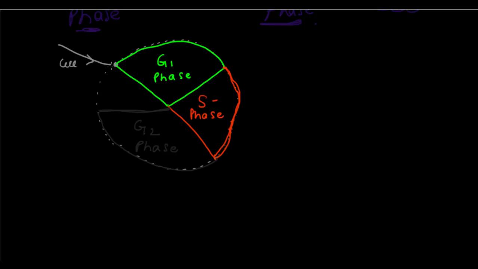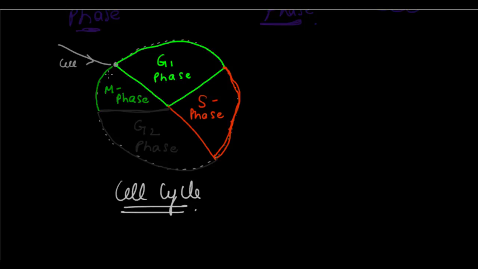So it goes to the G1 phase at first, then it goes into the S phase, and then the G2 phase. And then finally, this small little phase here is a short phase. This short phase is the M phase. So this is how we depict the cell cycle, and this is the representation of the cell cycle.